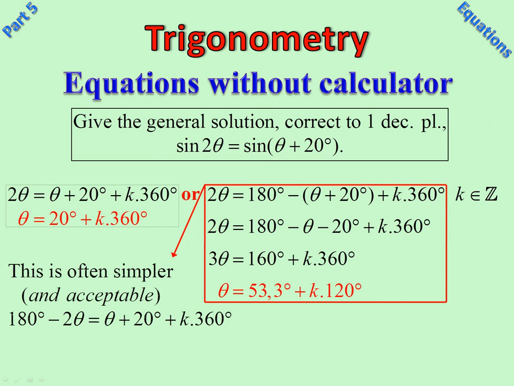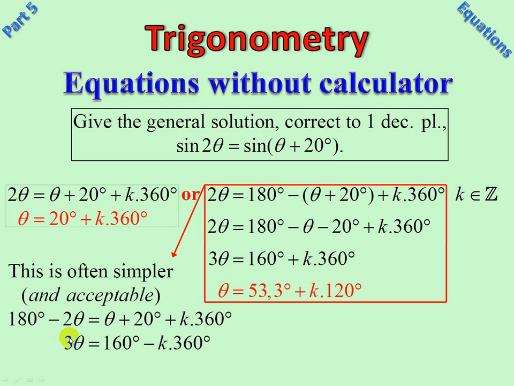Of course, it would be quite acceptable, instead of saying 2 theta equals 180 minus that, like we've done there, to say 180 minus that equals 2 theta. 180 minus 2 theta equals that. Have a look. We can do the 180 minus on either side. So if we take this further, 3 theta equals 160 minus 3 theta.